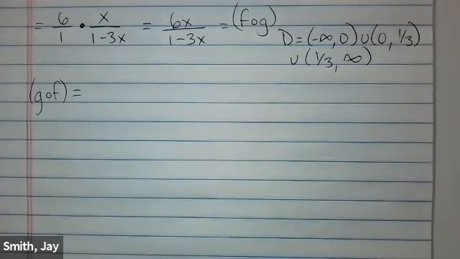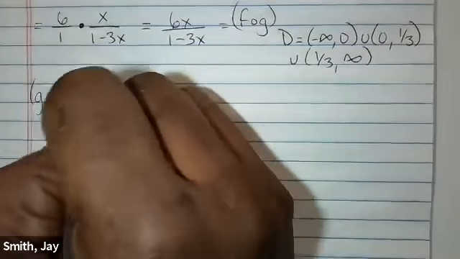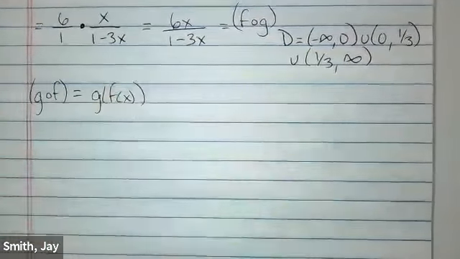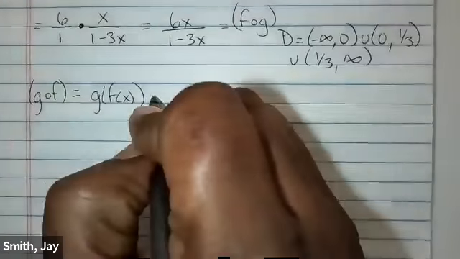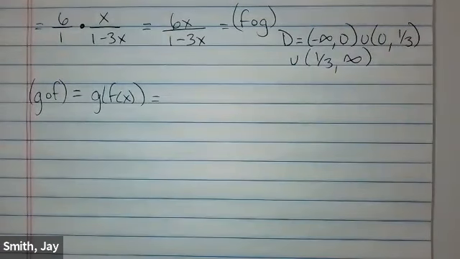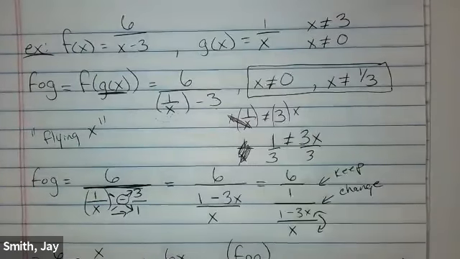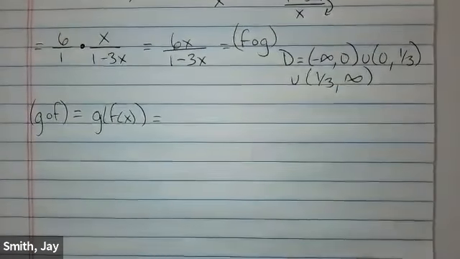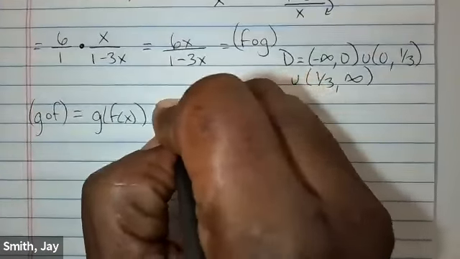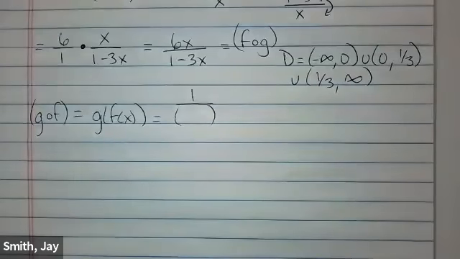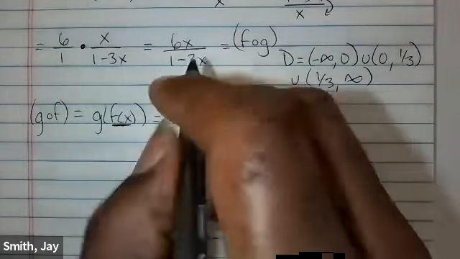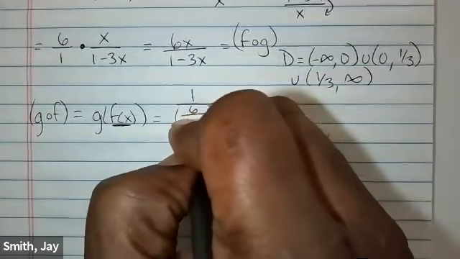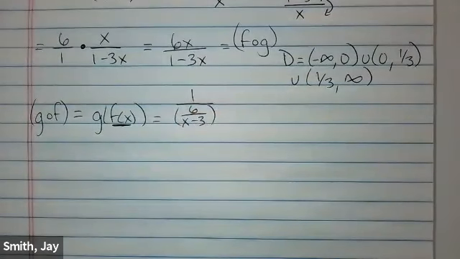By definition, g composed with f is g of f of x. We're working from outside in, starting with g first. Remember, g is 1 over x. We're going to write g exactly as we see it, except we're not going to write the x. We're just going to leave open parentheses because this is where we're going to make our substitution. So we're going to substitute f of x, which is 6 over x minus 3.